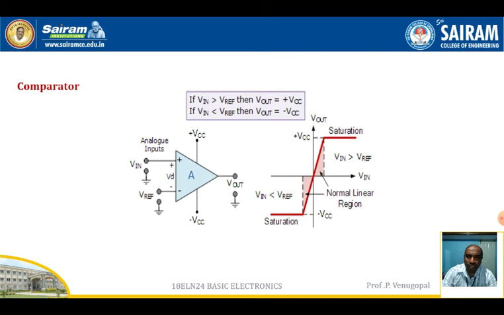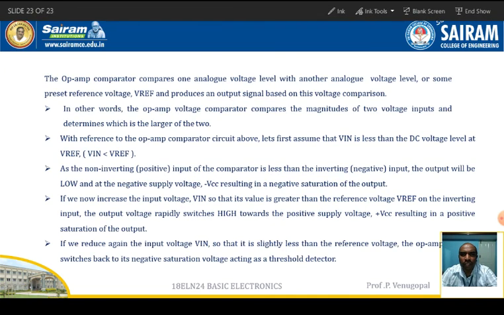If Vin is greater than V reference, the output voltage is plus VCC, or if Vin is less than V reference, then Vout is equal to minus VCC. You are observing the saturation voltages plus VCC and minus VCC. Next we see the operation of the comparator. An Opamp comparator compares one analog voltage level with another analog voltage level.